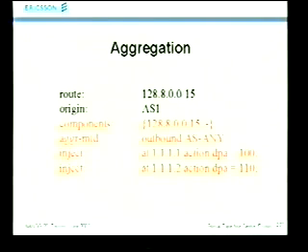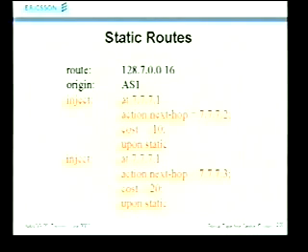Static routes. What we're saying here is router 7.7.7.1 injects this route 128.7.0.0/16. And the two next hop routers are this one, 7.7.7.2 and 7.7.7.3. And the route has a cost of 10 over this router and 20 over this router. So that's static routes.